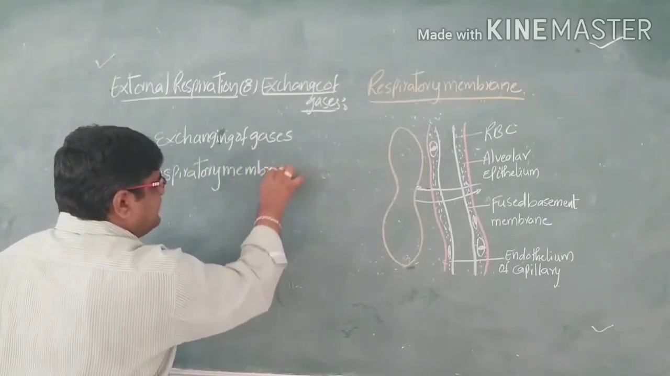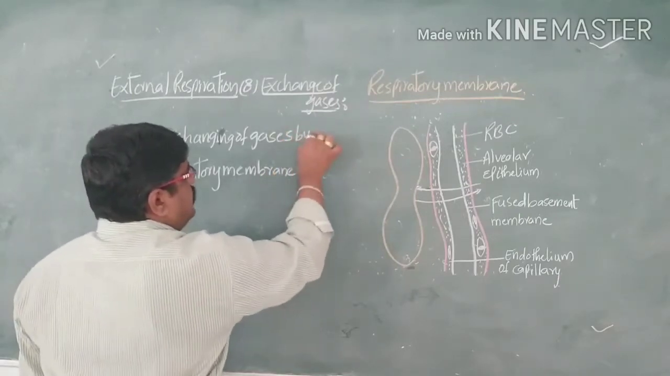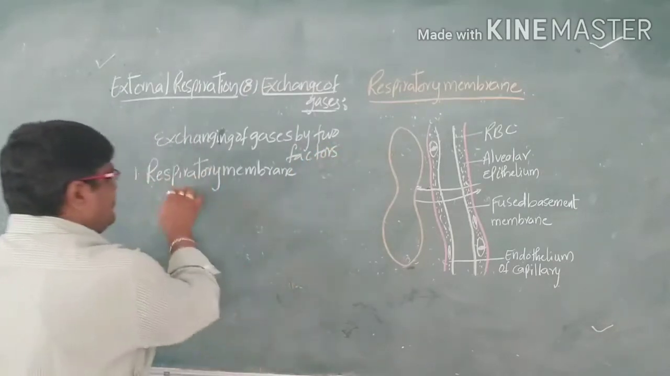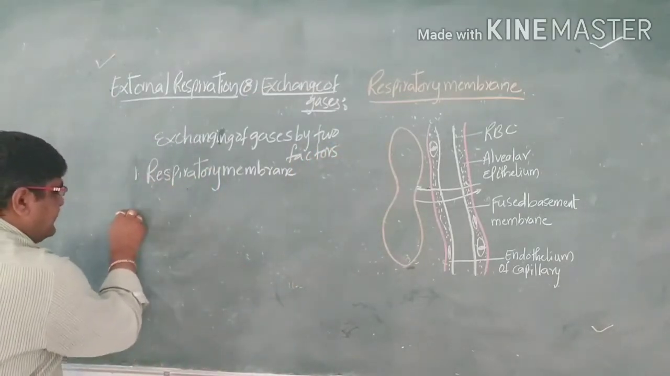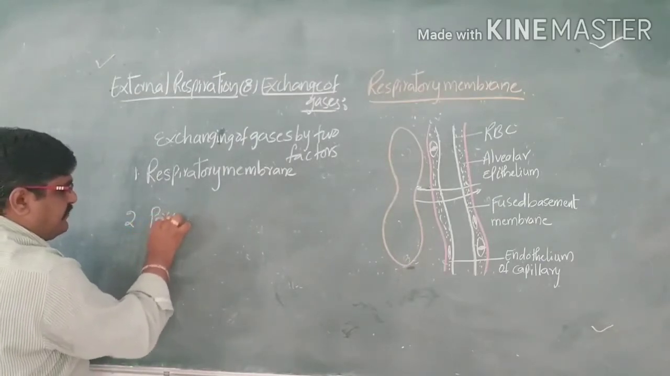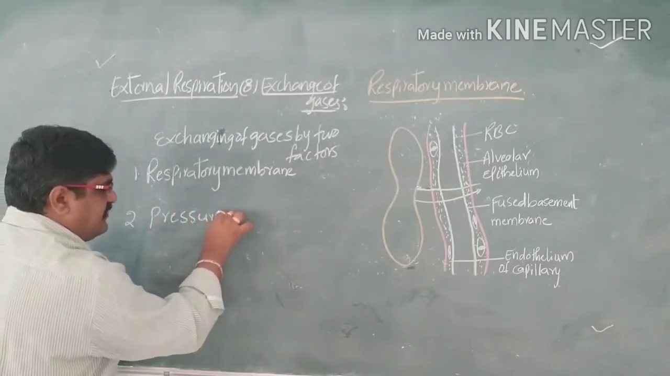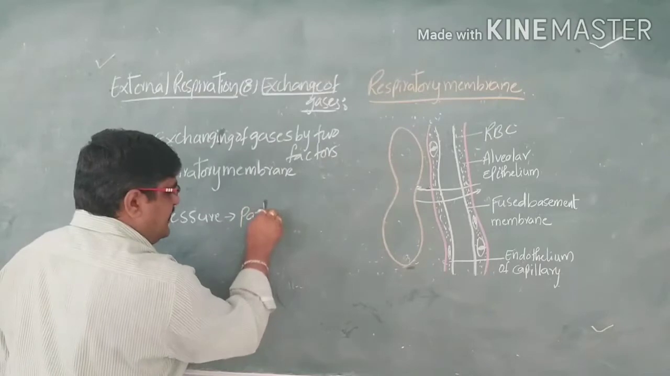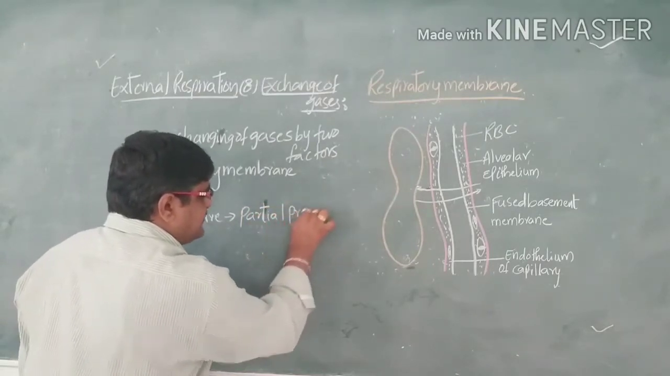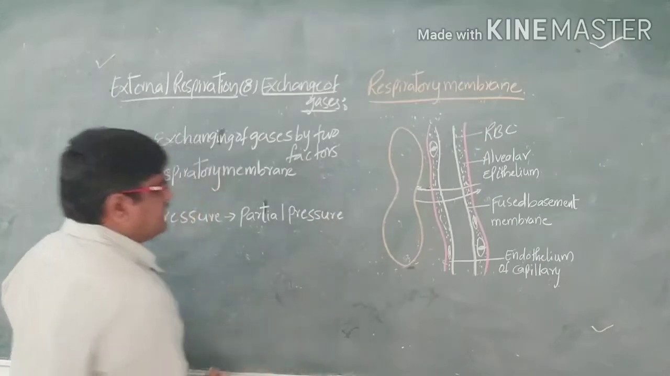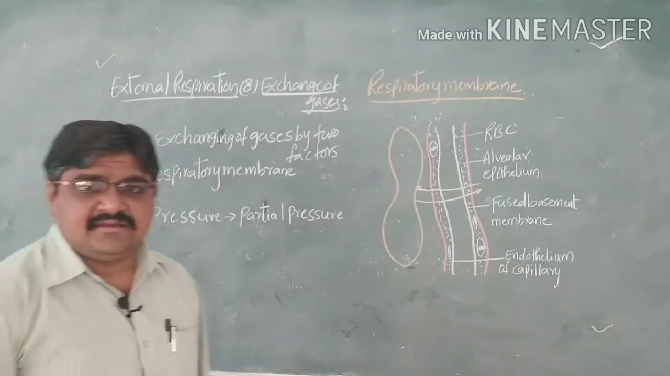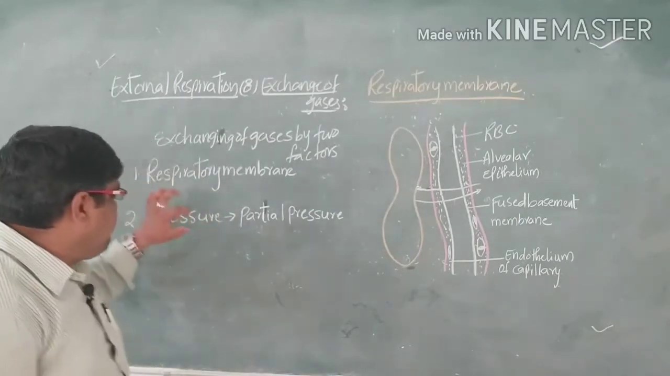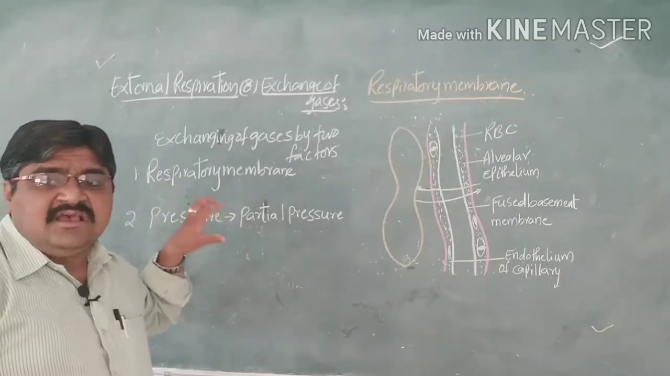The exchange of gases takes place by two factors: one is the respiratory membrane and the second one is the pressures, which we call the partial pressures. Due to these two factors, the respiratory membrane and the partial pressures, the exchange of gases takes place.